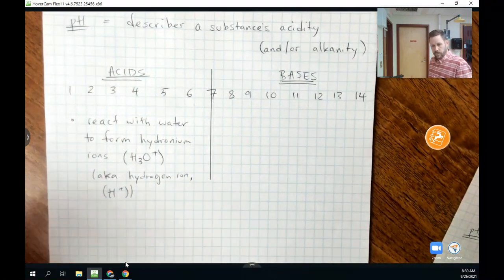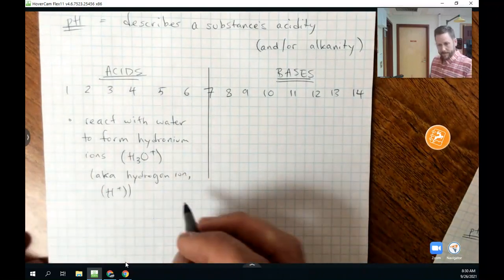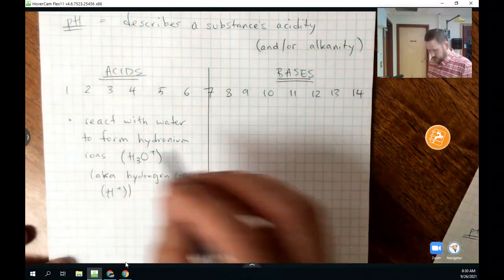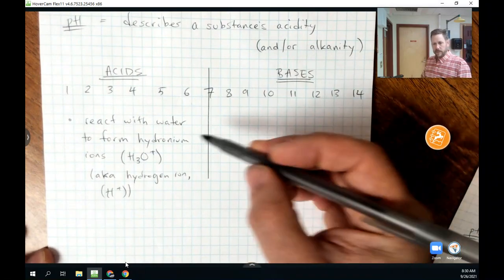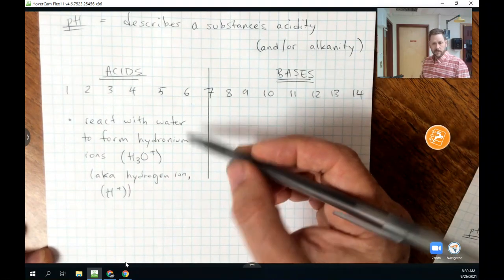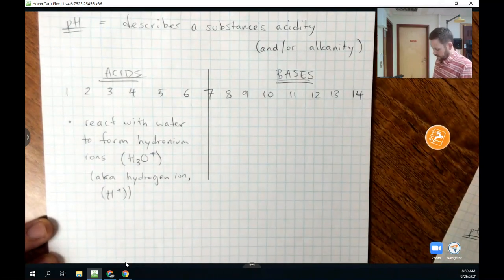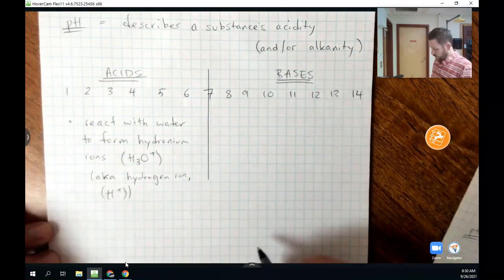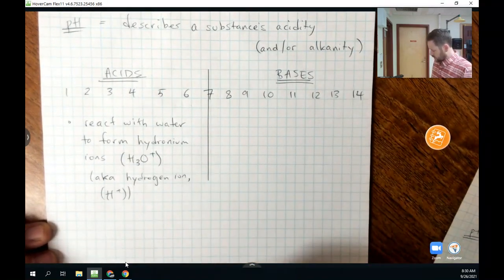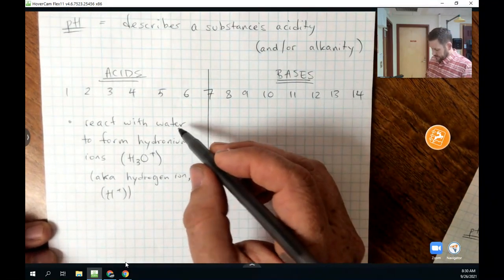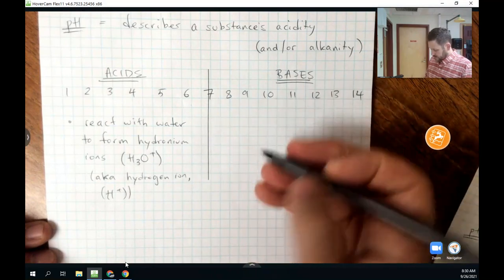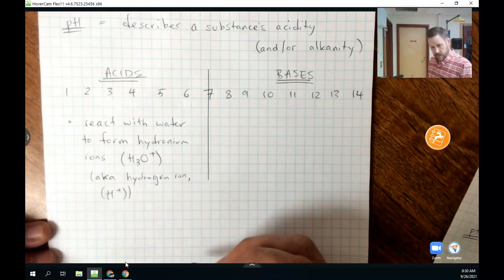So we won't be able to understand this concept just yet until we've defined what an ion is a little bit more carefully, but acids react with water. So pH is really about a chemical property. And there are a few other ways to define acids, but this is the way we're going to start learning about acids, called the Arrhenius definition of an acid. How it reacts with water is it forms hydronium ions.